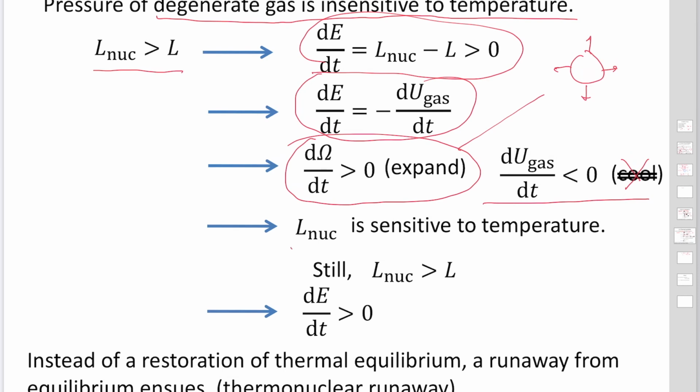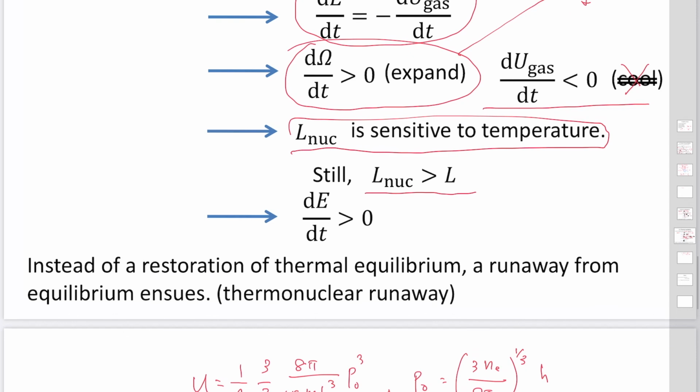L_nuc is sensitive to temperature, so L_nuc does not decrease. L_nuc keeps being larger than the luminosity. So energy is increasing, and the star keeps expanding. So instead of restoration of thermal equilibrium, a runaway from the equilibrium ensues. We call that thermonuclear runaway.